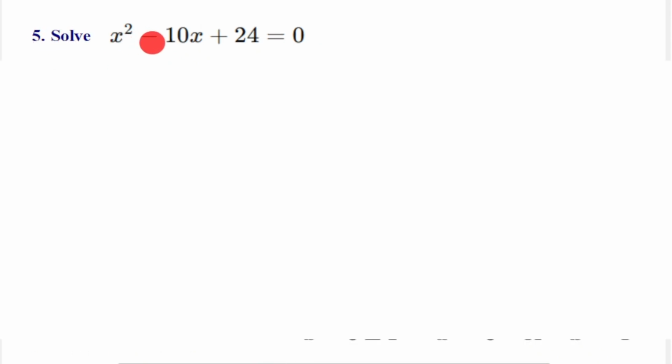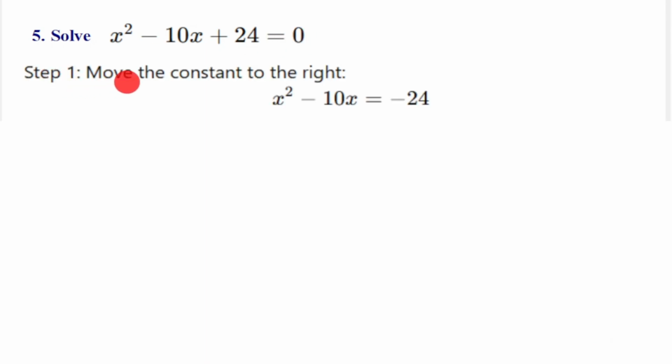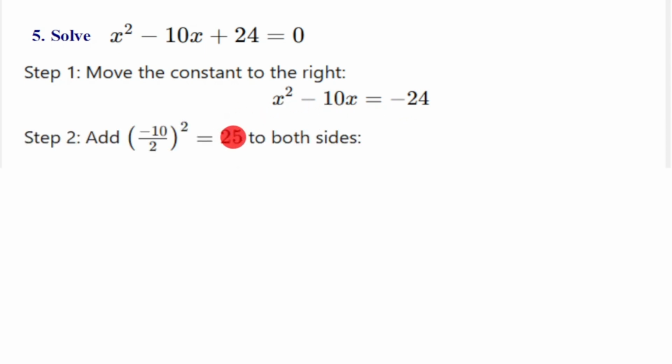Solve x² − 10x + 24 = 0. Step 1, move the constant to the right. So when we move 24 to the right, it becomes −24. Half of −10 is −5 and the square becomes 25. Then add this 25 on both sides and change this quadratic into a perfect square.